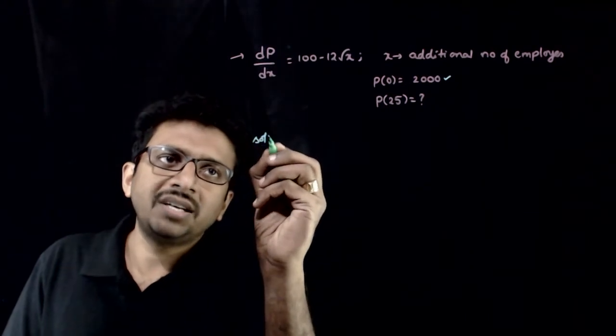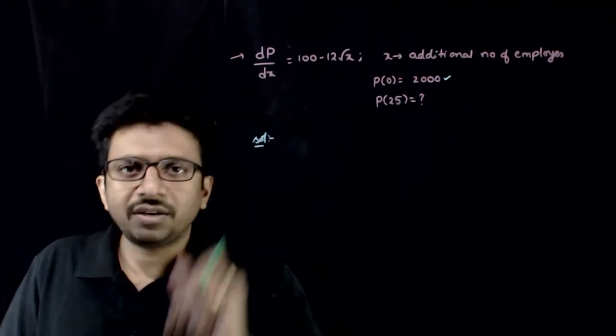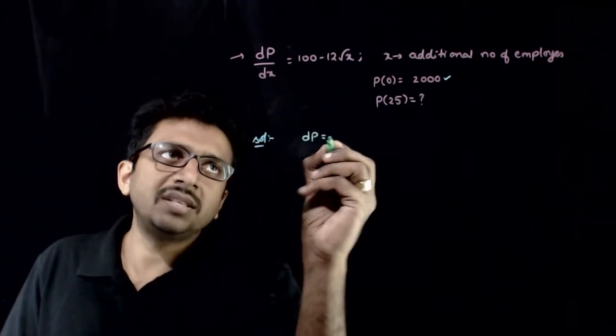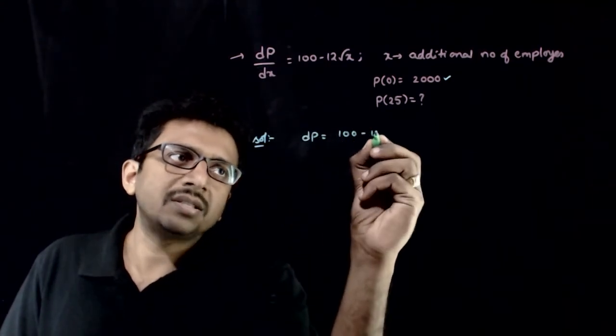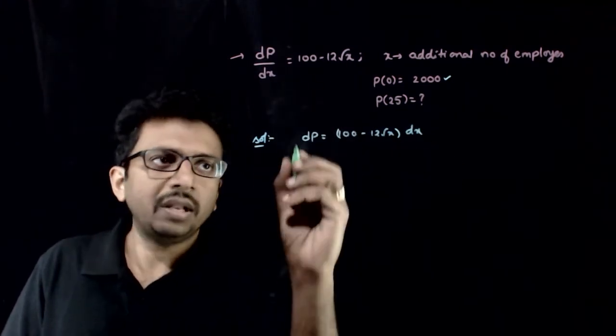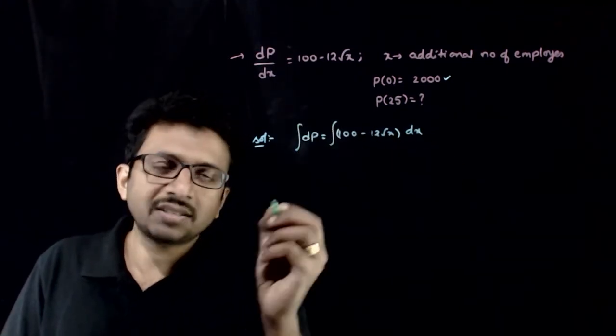Again, this is a basic differential equations question. First we'll try to solve this. So dp by dx is equal to this. So dp is equal to (100 minus 12 root x) dx, variable separable. So I'll integrate it on both sides.